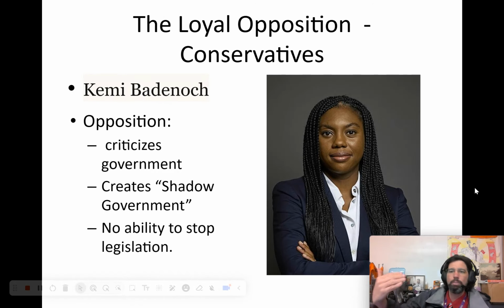So they have matching positions, they have matching roles, but in the end, there's no ability for the opposition to stop anything. They can't stop any legislation. So if you're the majority party in the House of Commons, you're getting whatever legislation you want. The opposition just kind of talks smack and brings that out to the people.